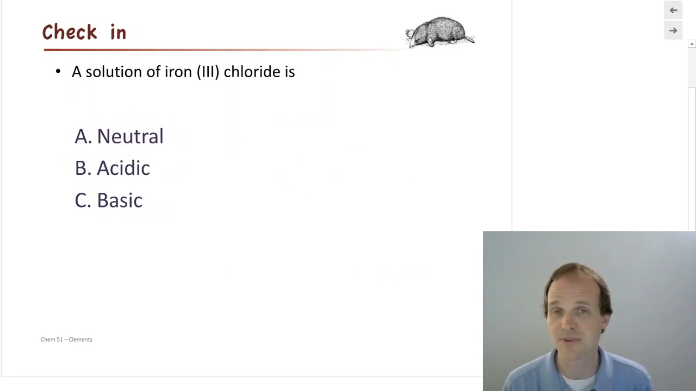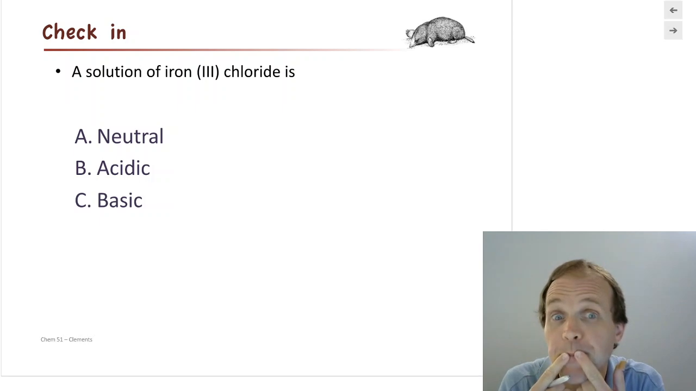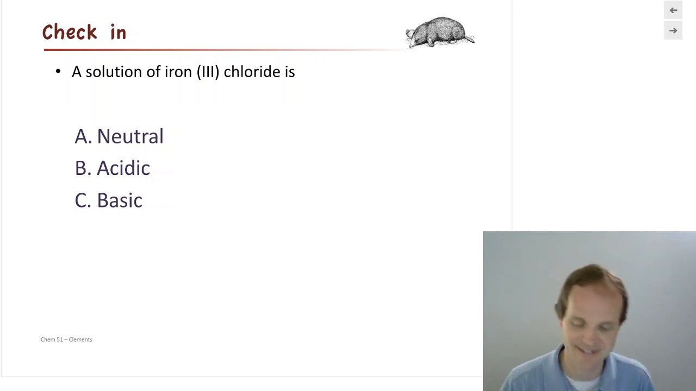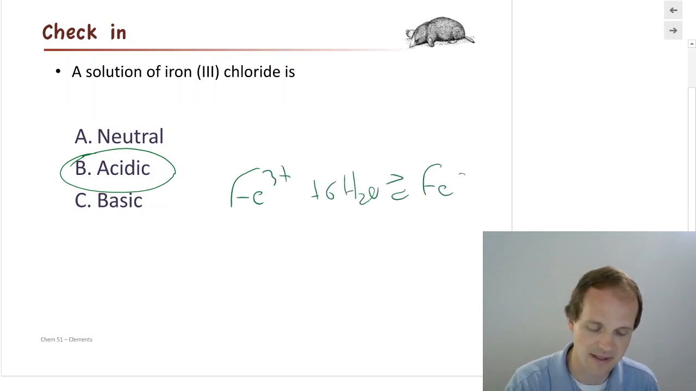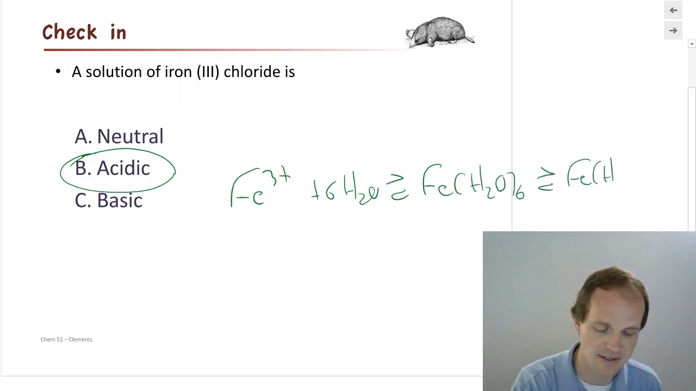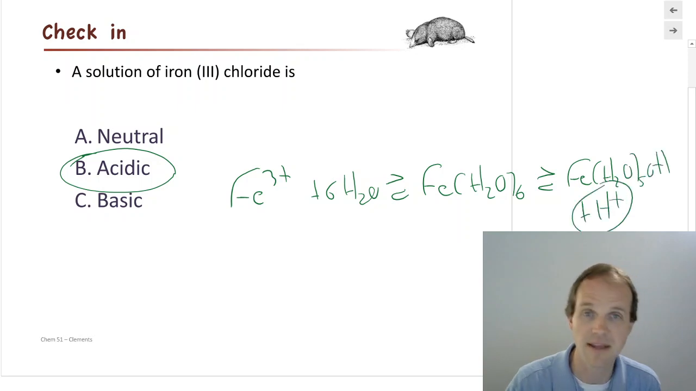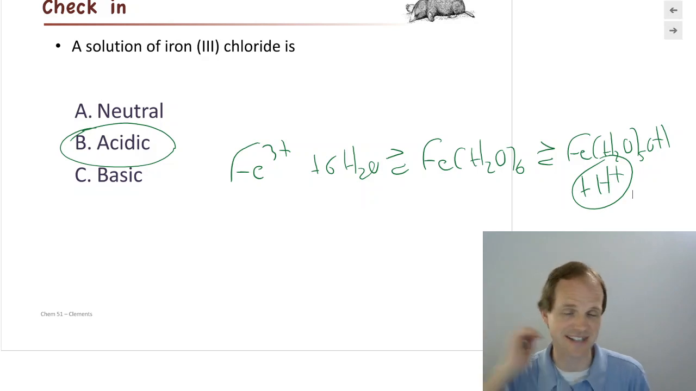A solution of iron 3 chloride. I forgot that I had this example. Hopefully you can figure out this one pretty well. A solution of iron 3 chloride is... did you come up with acidic? Fe3+ plus 6 waters makes Fe(H2O)6 3+, which makes Fe(H2O)5OH 2+ plus H+, making the solution slightly acidic. Very exact same example. I forgot that I used iron as my example later on.